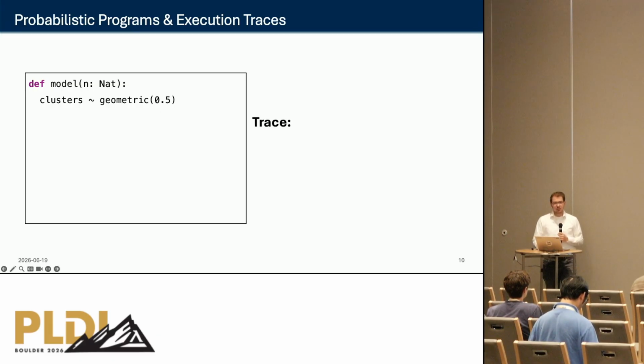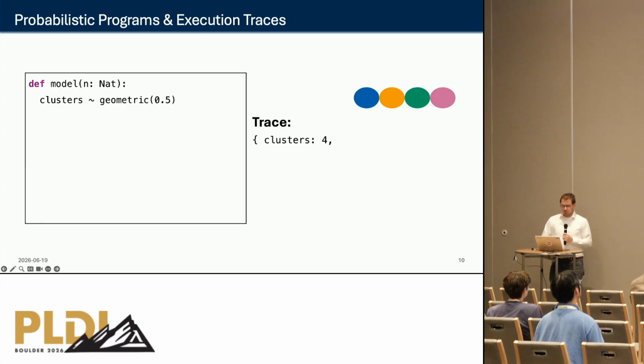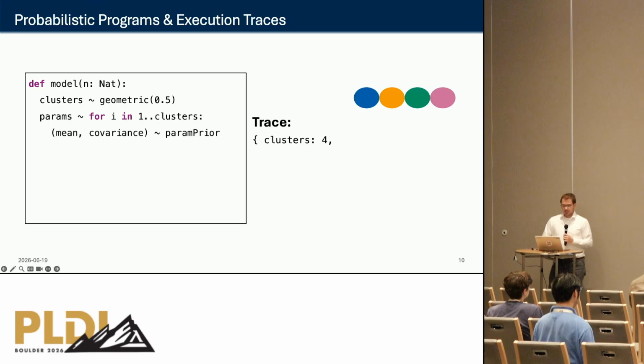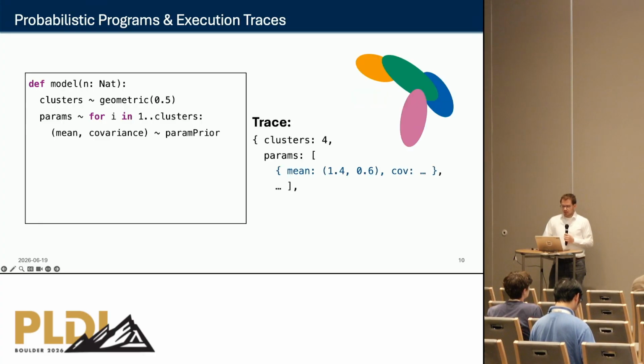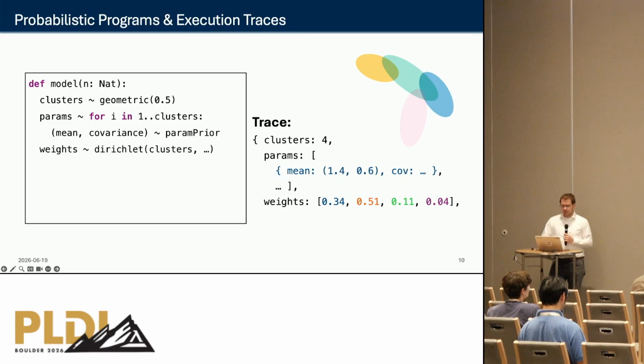And behind the scenes, the probabilistic programming system collects all the random choices in a data structure called the trace. For example, when this line of code is executed, the system might sample 4 as the number of clusters. I'll also visualize this trace on the top right as we step through the program. The clusters are represented by these blobs. Next, the program samples parameters for each cluster. The mean determines the location, and the covariance the size and shape. Then it samples a weight for each cluster. A higher weight means that more data points belong to this cluster.